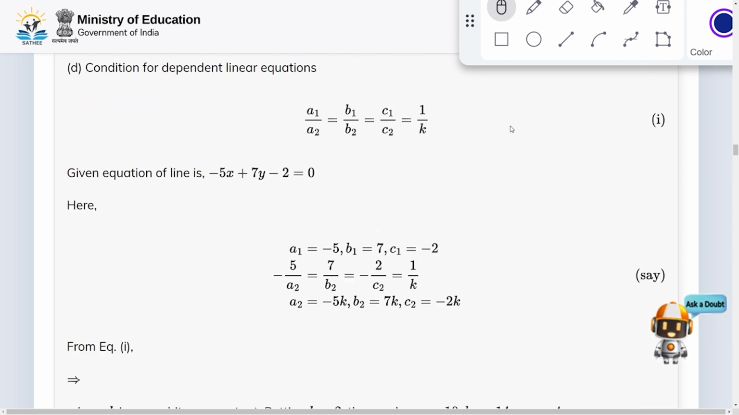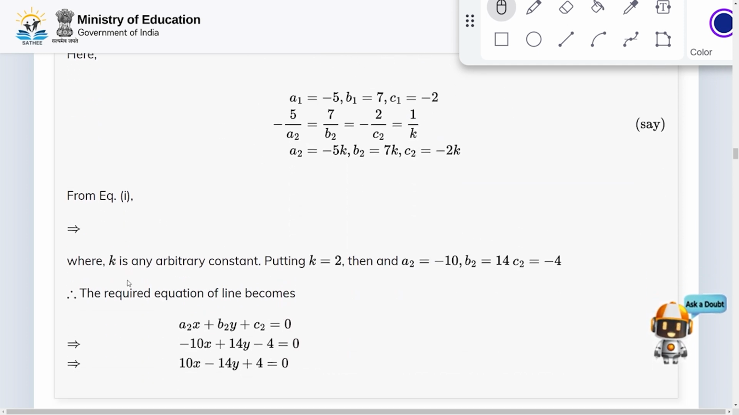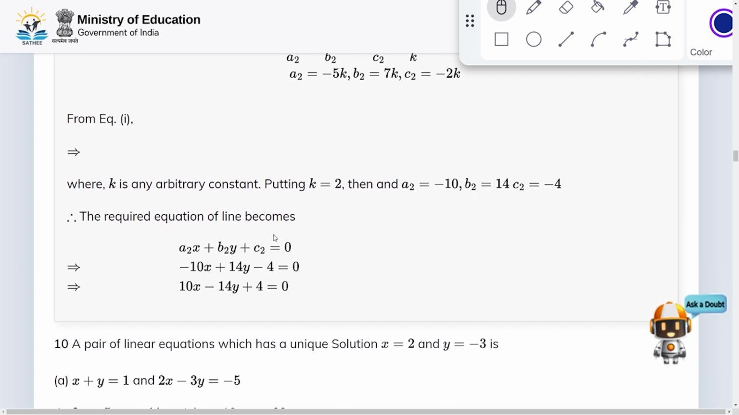Here k is any arbitrary constant. So if we put the value of k is equal to 2, then we get a2 is equal to minus 10, b2 is equal to 14, and c2 is equal to minus 4. Therefore the required equation of line becomes a2x plus b2y plus c2 is equal to 0, and that is minus 10x plus 14y minus 4 is equal to 0. If we now rearrange this equation, then you'll get 10x minus 14y plus 4 is equal to 0. So this is our required equation.